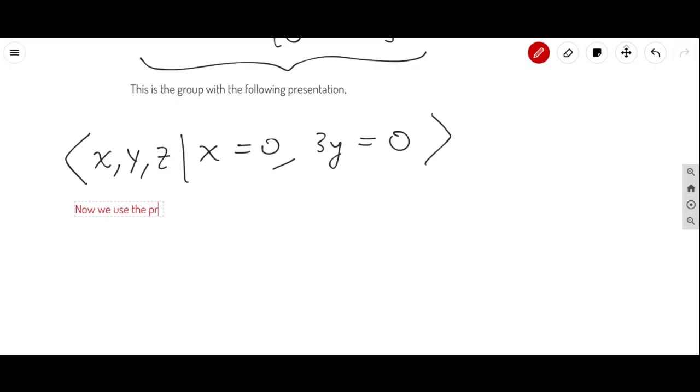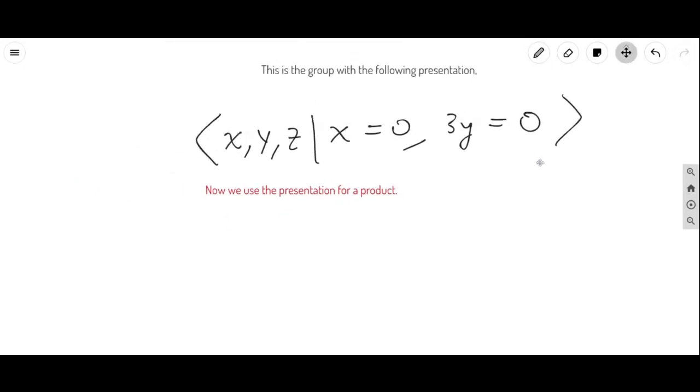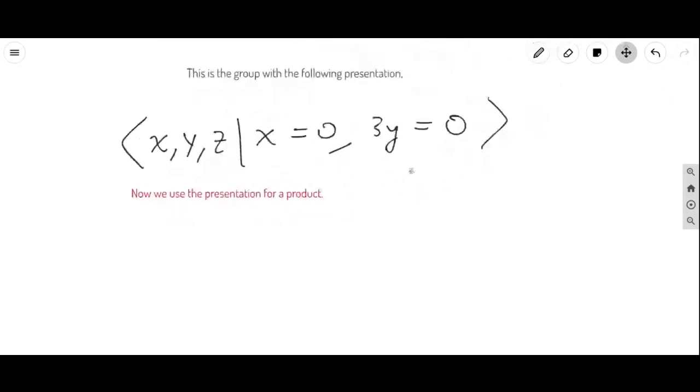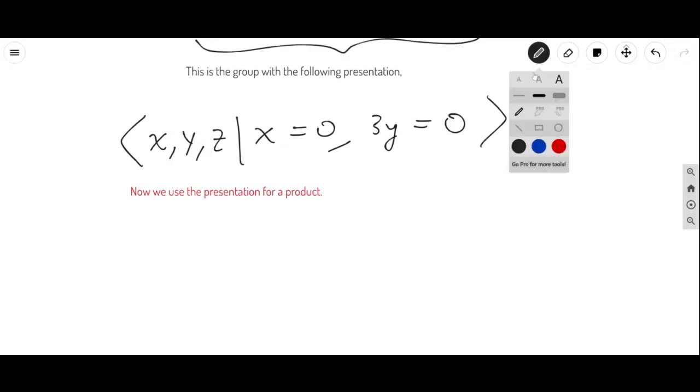The presentation for a product. But what's the presentation for a product? The way the presentation works for a product is, this is what we talked about previously in the last class. How do you present a product of two groups? You take the two presentations and you put them together and you introduce commutative relations between the generators.